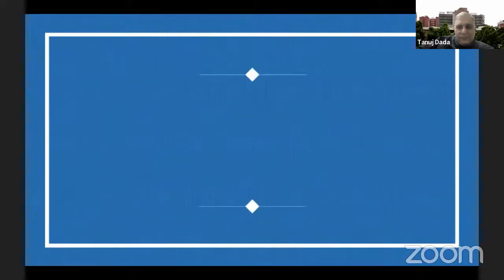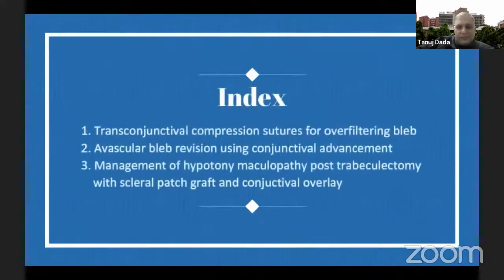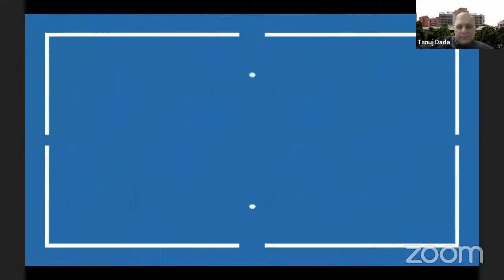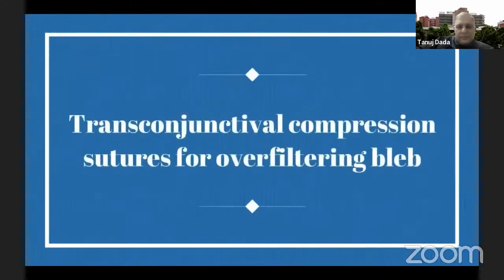Trabeculectomy is one of the most widely performed surgeries for managing glaucoma. This video demonstrates a series of 3 surgical techniques for managing overfiltering or leaking blebs causing hypotony maculopathy post-trabeculectomy. Transconjunctival compression sutures for overfiltering bleb.